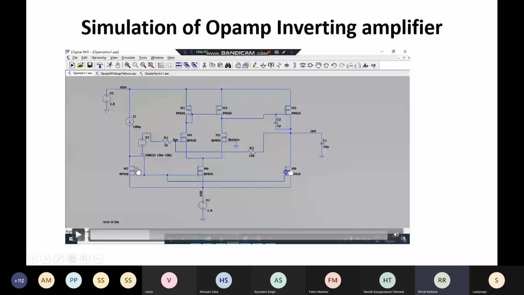Now, the same 100 microampere current we want to replicate into this branch through M6 and through M8. So the W by L ratios of M7, M6, and M8 must be identical. Okay. So W for M6 is also 4 micron, for M8 also 4 micron.